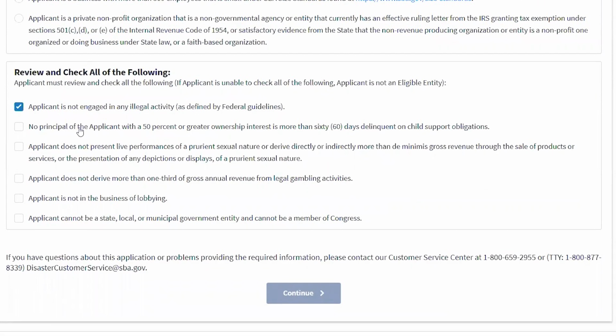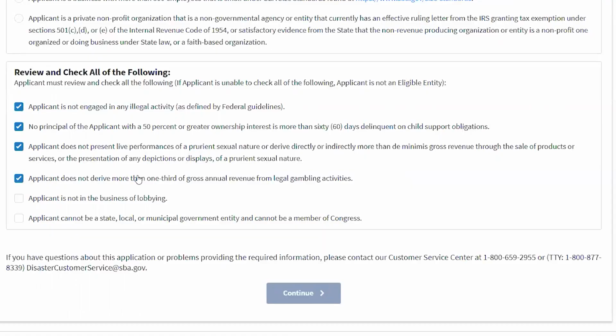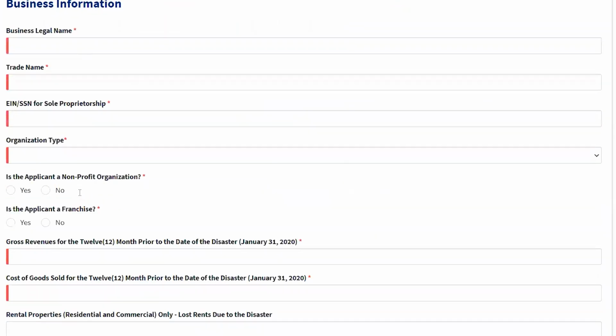And obviously, you have to certify certain things, like you're not doing any illegal activities in your business. The SBA also wants to make sure that your business is not of any sexual nature or anything like that. Of course, one-third of the gross annual revenue cannot come from gambling activities. Applicant is not in the business of lobbying, and it's not for a state, local, or municipal government, or cannot be a member of Congress. Okay, so we're gonna go and continue.